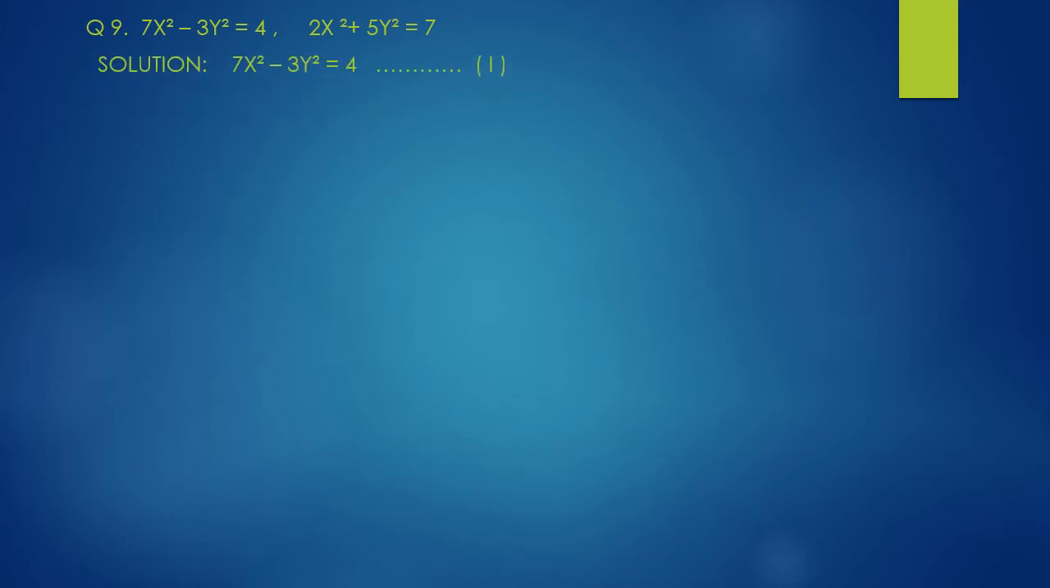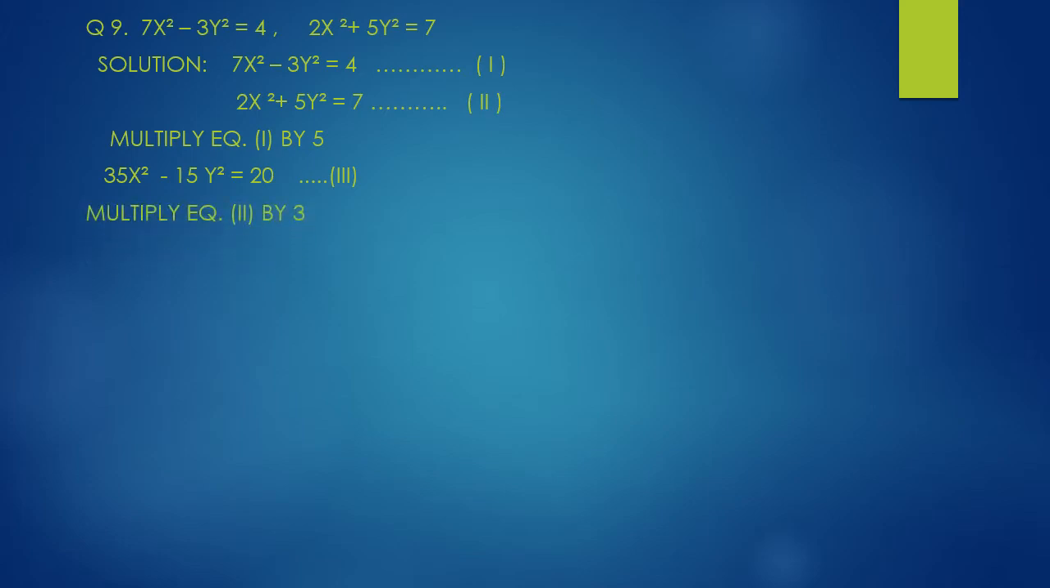In solution, 7x square minus 3y square is equal to 4, which is equation number 1. 2x square plus 5y square is equal to 7, which is equation number 2. Multiply equation 1 by 5. Both have x square and y square. So 5 multiplied with equation number 1 becomes 35x square minus 15y square is equal to 20, equation number 3. Multiply equation 2 by 3. So 6x square plus 15y square is equal to 21.